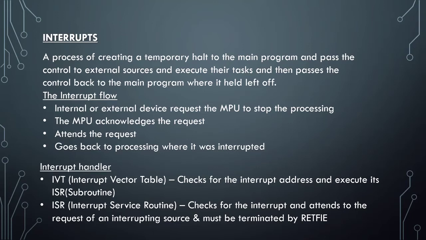So the interrupt flow is as follows. First, the internal or external device requests the microprocessor to stop processing, so it stops the program in the microcontroller. Then the microcontroller acknowledges the request, and attends to the request from the interrupt. Then it goes back to where it was interrupted. For this to happen, we have the interrupt handlers, of which we have two categories.